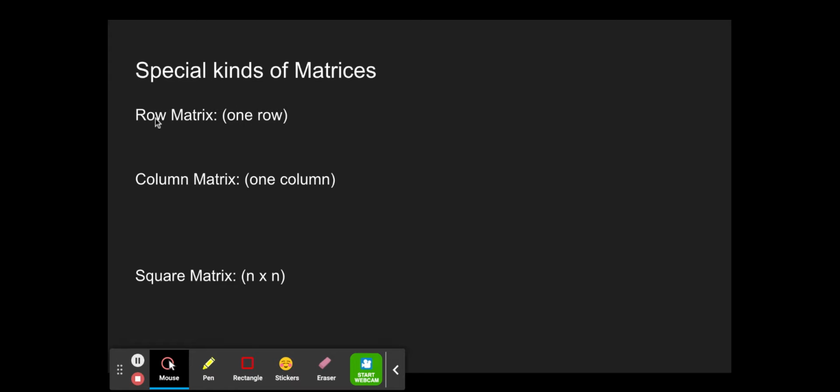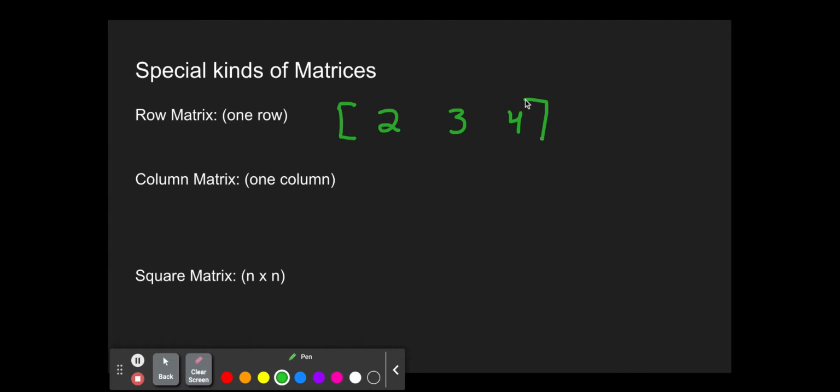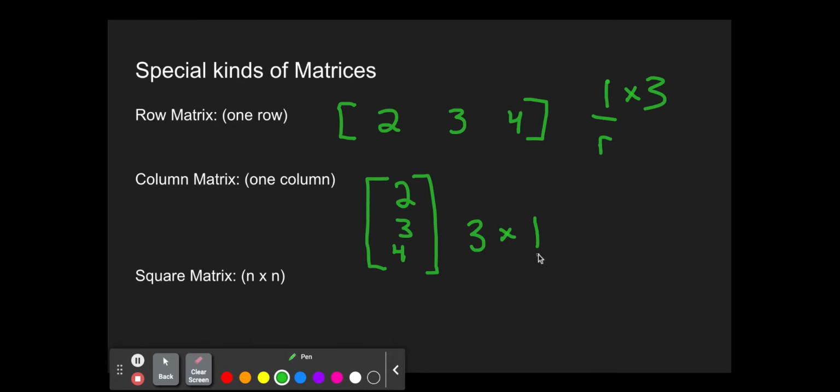All right, special kinds of matrices. If you just see row matrix, that means it's literally just one row. A lot of times I'll ask somebody to come up here and show me what that is, and somebody writes something like that, and I go, yep, just one row. A column matrix would be something like this, 2, 3, 4, just one column. Rows by columns, this one is a 1 by 3. This is a 3 by 1. So this has 1 for the R, so it's a row matrix. This has 1 for the C, so it's a column matrix.